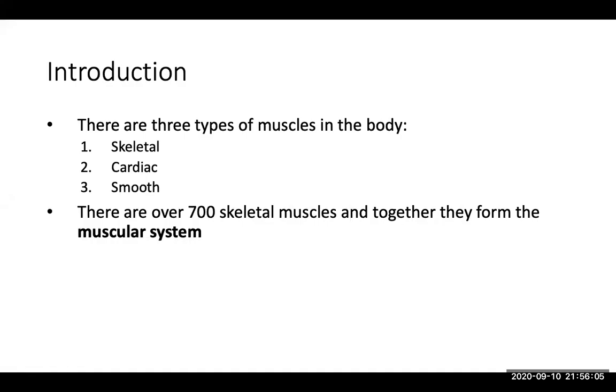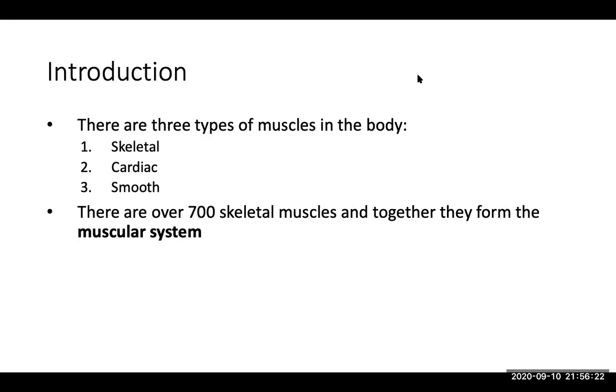Hello class, this section is on muscles and it goes over chapters 10, 11, and 12 in the textbook. Chapters 10 and 11 are really just chapters on naming the muscles, which you should go over in lab. And this will just be a general introduction to muscular tissue.